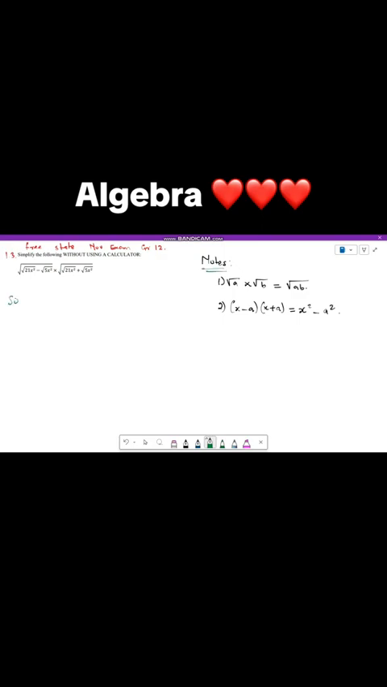So the question is to simplify the following without the use of a calculator. I'm going to write that here: the square root of 21x squared, remove the square root of 5x squared, multiplied by the square root of 21x squared, add the square root of 5x squared. Alright, so we're going to use that property there.